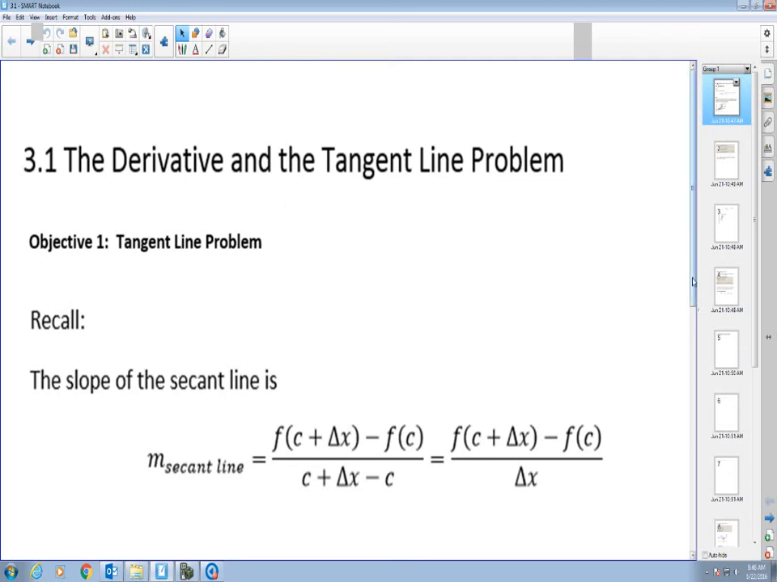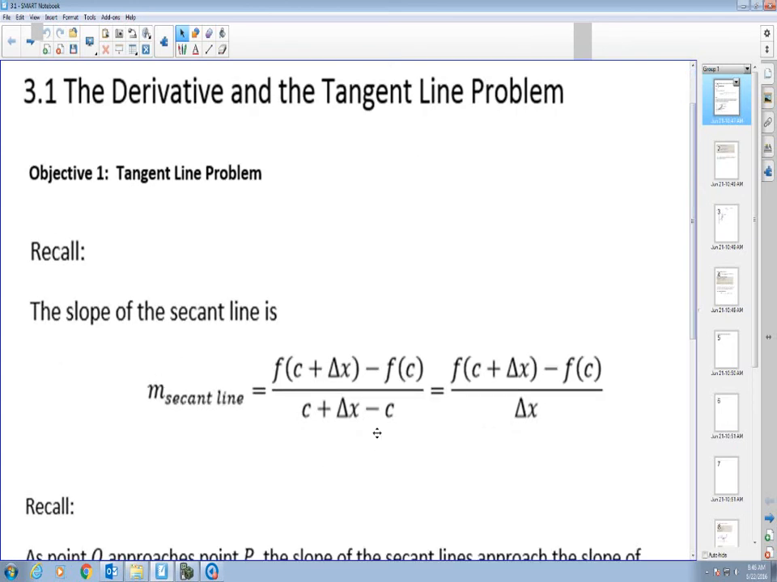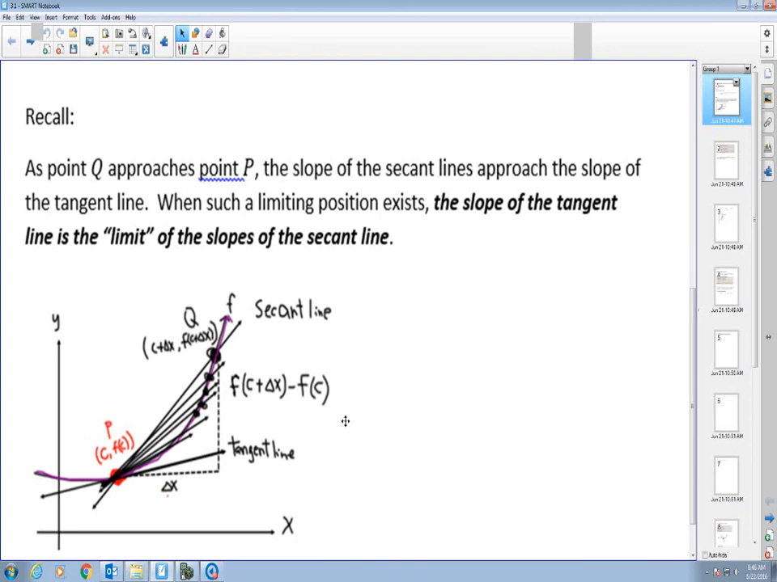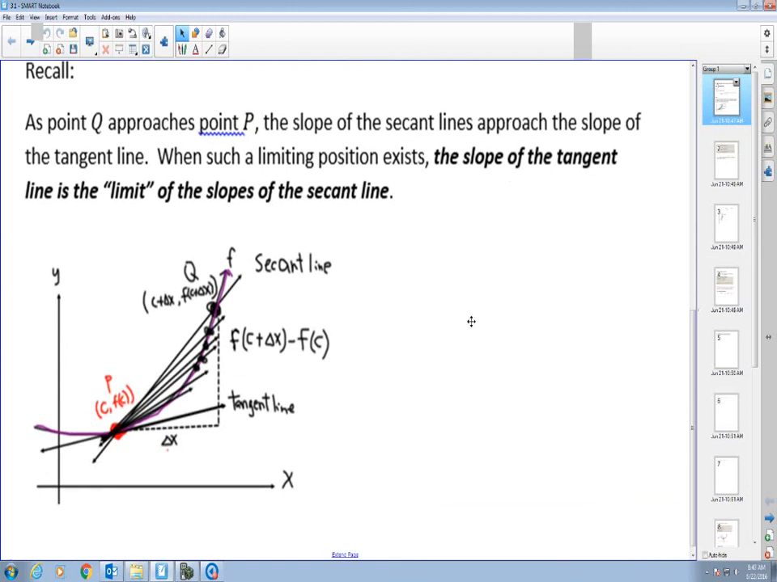Now recall, back in lecture video 2.1, we talked about the slope of a secant line, which is f of c plus delta of x minus f of c, divided by delta of x. And as you can recall from my drawing, as the point Q approaches point P, the slope of the secant line will also approach the slope of the tangent line. So when such a limiting position exists, the slope of the tangent line is the limit of the slope of the secant line.